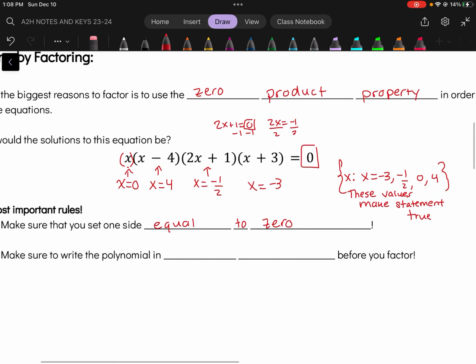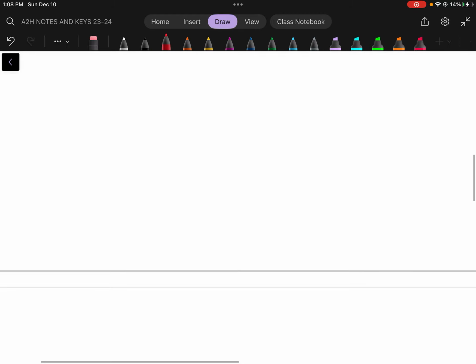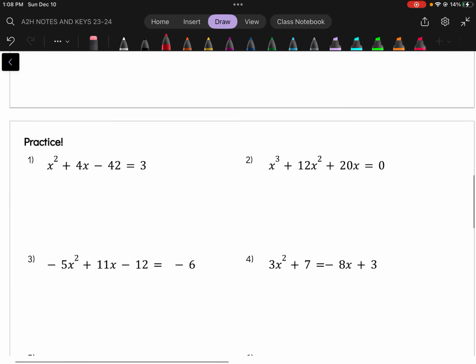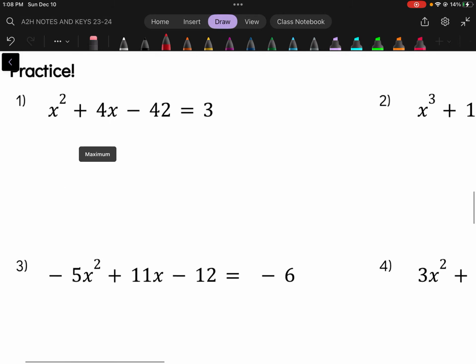be 0, right? You also want to make sure you write the polynomial in standard form. This is why we keep stressing standard form before you factor. Sometimes it won't reveal itself until it's in standard form. So we'll just try a few, and I think you guys will be fine, all right?